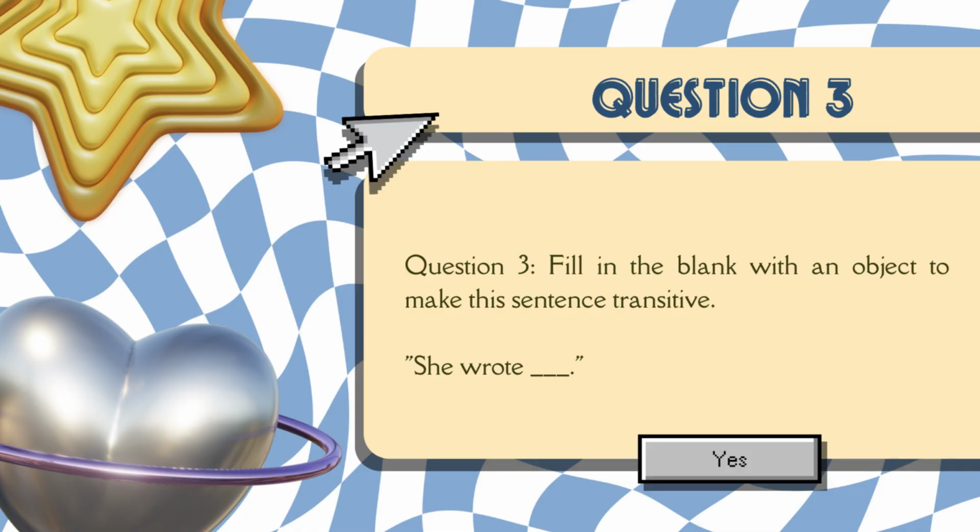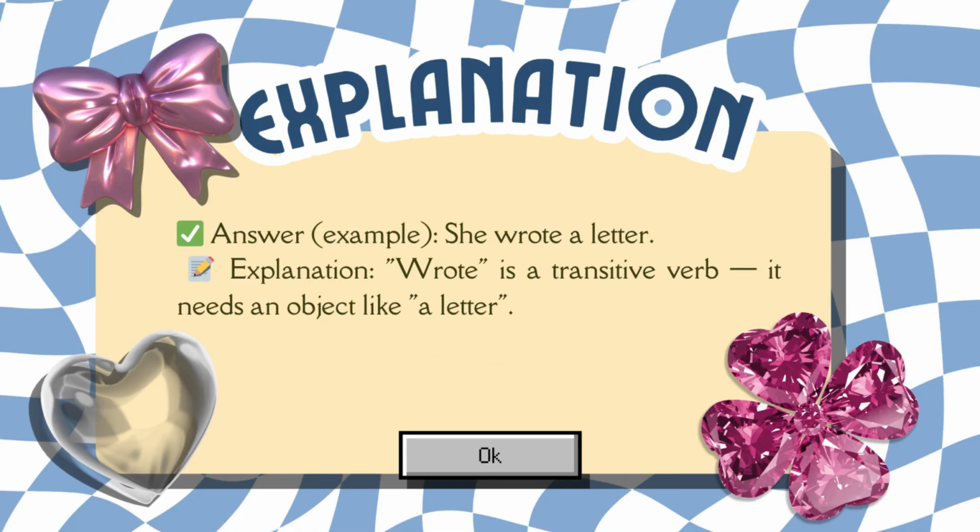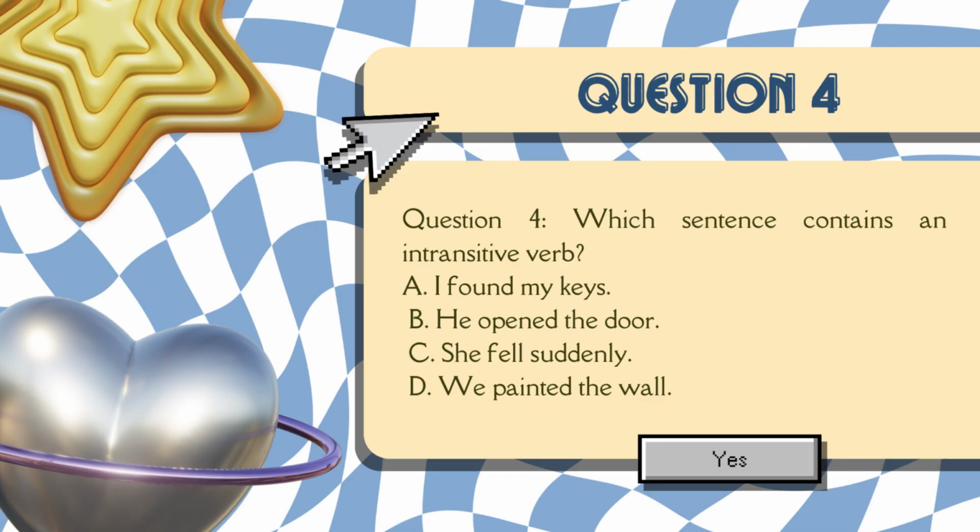So the answer is, this is an example, okay? You can choose another word. The example is, she wrote a letter. So the explanation is, wrote is a transitive verb. It needs an object like a letter or something else, or she wrote a paper, something like that. Okay, so let's move to the next question.